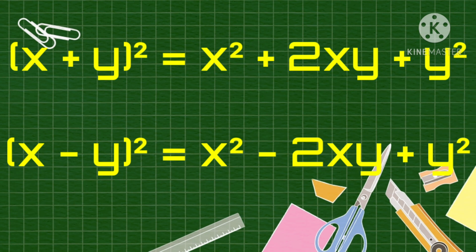In symbols, we have square of x plus y. We have here x squared plus 2xy plus y squared. And the second one is the square of x minus y. This is equal to x squared minus 2xy plus y squared.